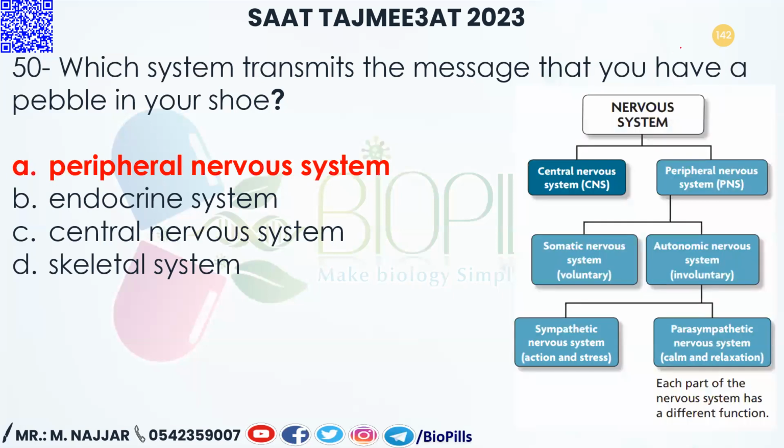Why? Because as you know, the nervous system is made up of central and peripheral. Central is made up of the brain and spinal cord. The peripheral is made up of nerves that extend from the brain, which are called cranial nerves, and the nerves that extend out from the spinal cord, which are known as spinal nerves.